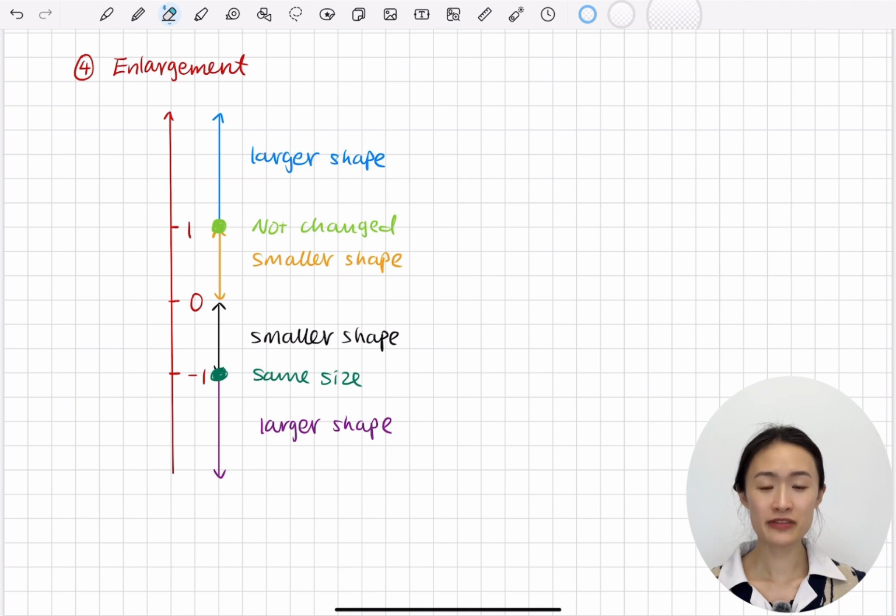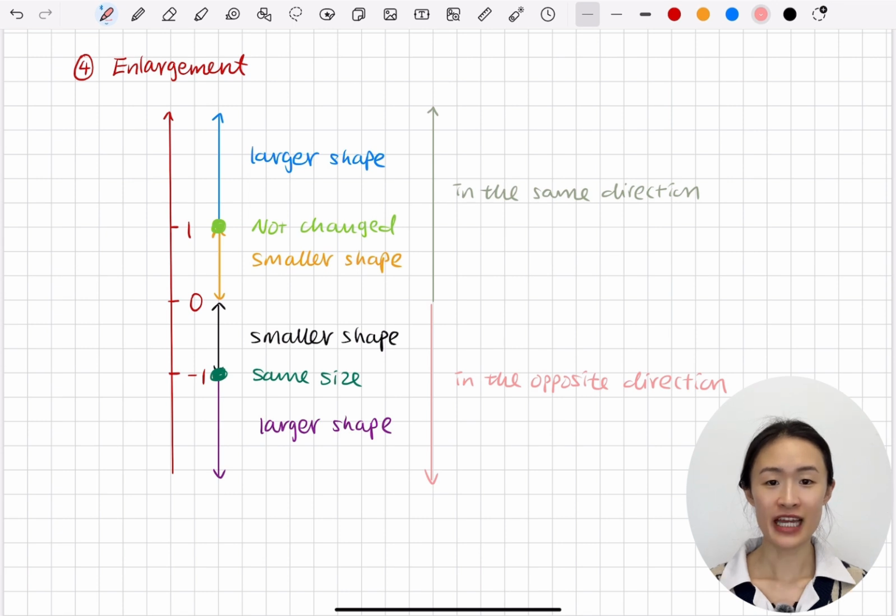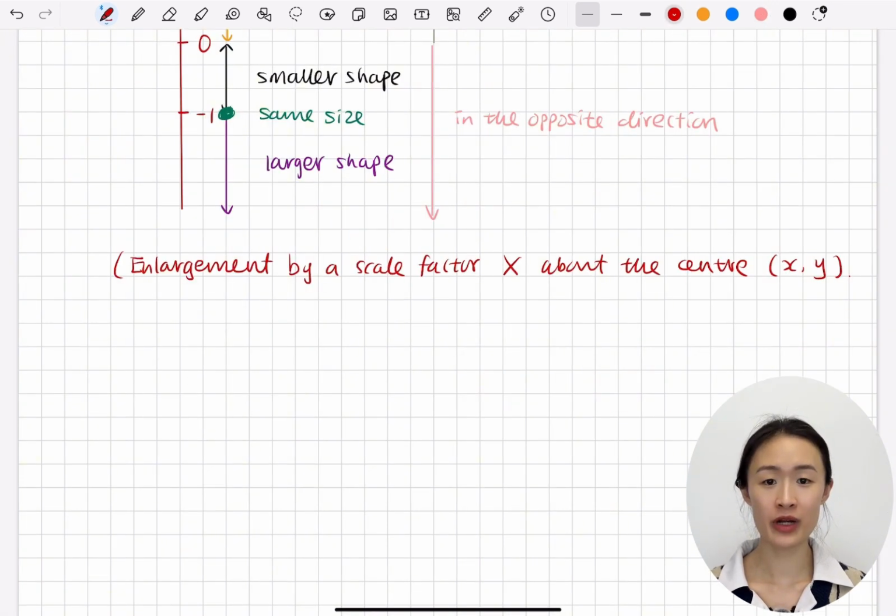Okay, so now what is the difference between the positive scale factor and the negative scale factor? If a scale factor is positive, then that means this shape will be in the same direction. However, if the scale factor is negative, then that means this shape will be in the opposite direction. It will be flipped.